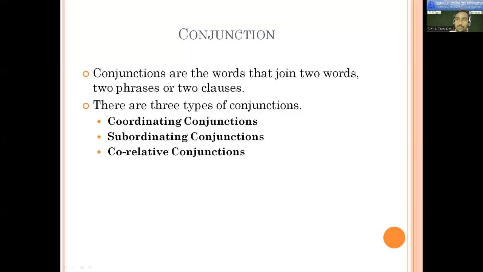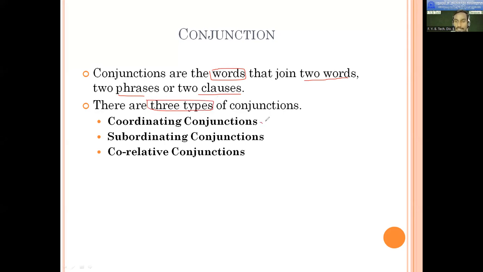On the second slide, I already told you what a conjunction means, but once again, pay attention. Conjunctions are words that join two words, two phrases, or two clauses. That is simple. There are three types of conjunctions. Which three types are there? You can try to note them down.